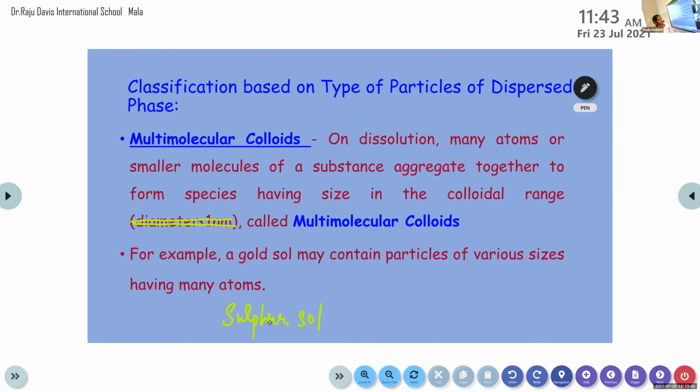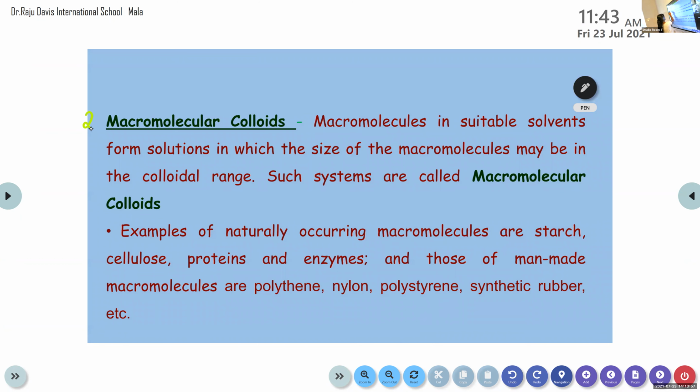Okay, we completed. So this is the first type. Depending upon the type of particles of dispersed phase, it is known as multimolecular colloids. And the second one is macromolecular colloids. Sulfur sol is another example. Okay, second one is macromolecular colloids.